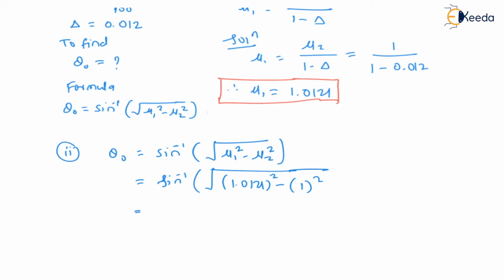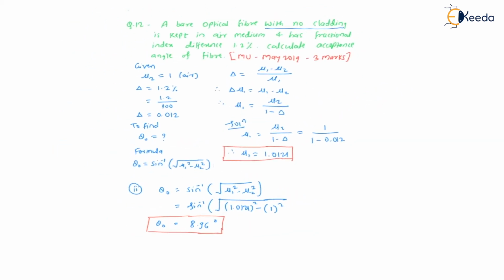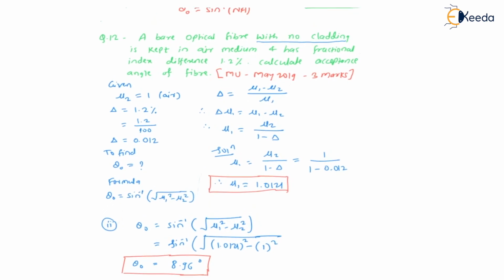Then by doing calculations, the value of acceptance angle is 8.96 degrees. This is the value of acceptance angle for the given bare optical fiber, that is, without cladding. The main thing in this formula is that they have mentioned the optical fiber is with no cladding. That was the important part.